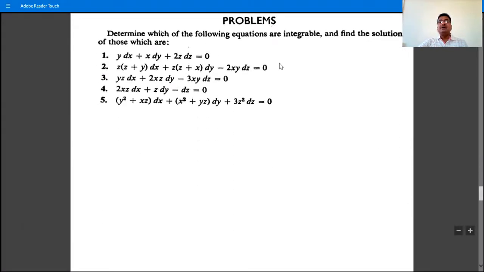All these problems are from your textbook, that is, the textbooks given in your syllabus. So these problems are important. So solve these examples. y dx plus x dy, so it is one variable separable. The integration of 2z is z square, and y dx plus x dy is the derivative of x into y. So by using some tricks, we solve these examples.